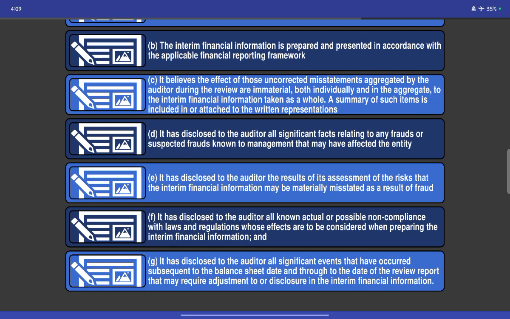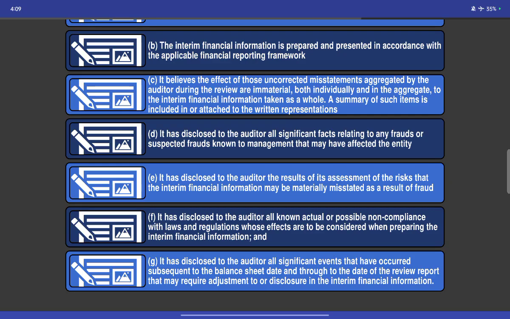It is believed that it is management's responsibility that the effect of uncorrected misstatements aggregated by the auditor during the review of the period, both individually and in aggregate, is immaterial to the interim financial information taken as a whole. A summary of such items is included in or attached to the representation letter.